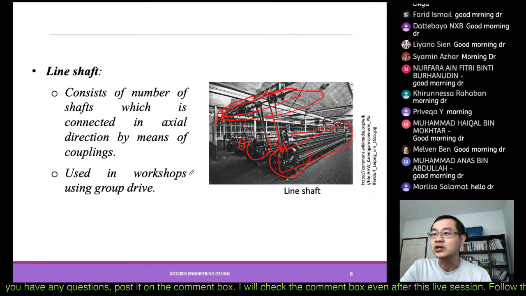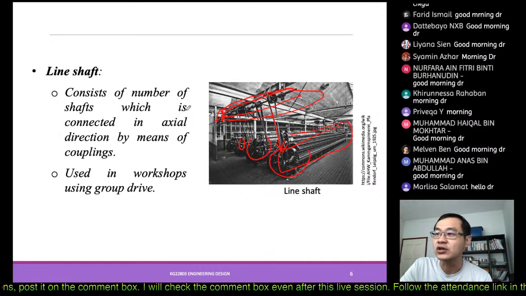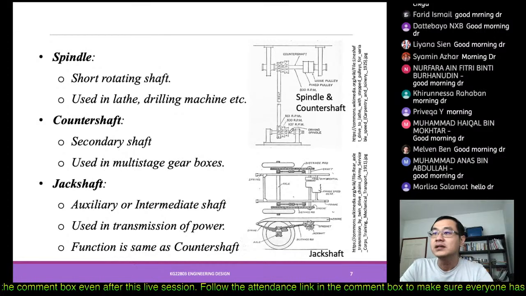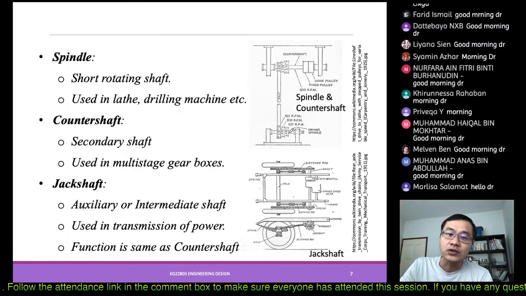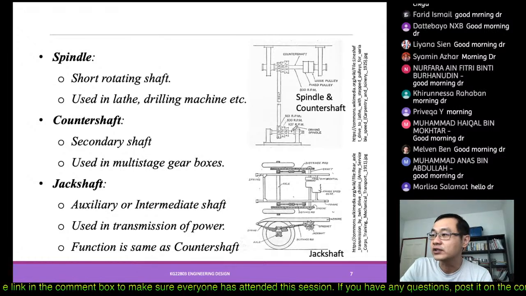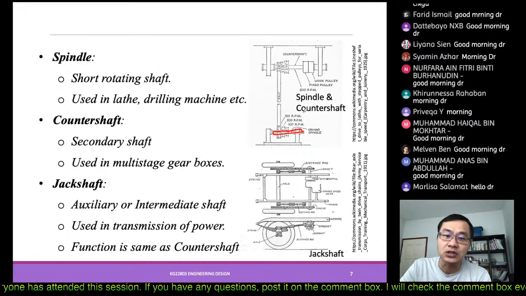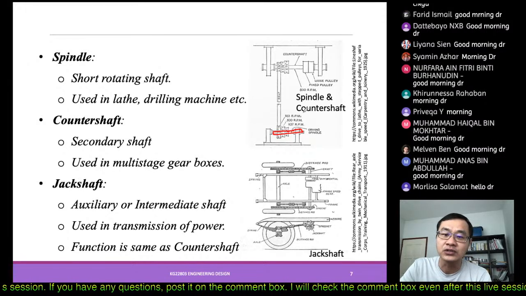It consists of a number of shafts which are connected in the axial direction by means of couplings, right? Then we also have the spindle, a short rotating shaft. We can call that a spindle itself. It is usually used in lathe or drilling machines.